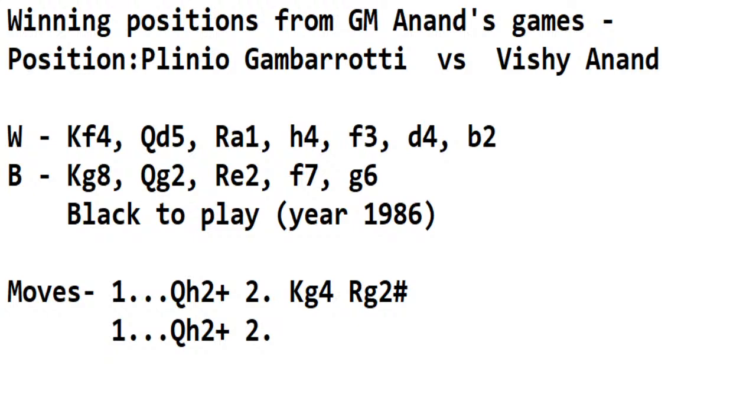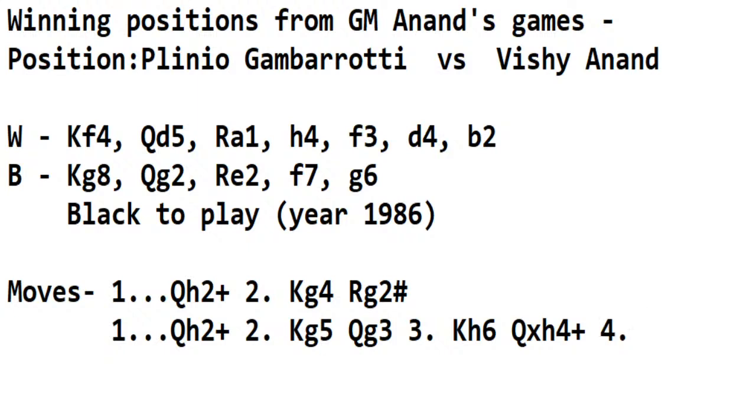And now for the second variation, after queen h2 check, what if king g5? King g5, then there is queen g3 check. And now here, if king h6, we will write that line down. If king h6, then queen takes h4 check and queen h5 will be blocking it and queen takes h5 is checkmate.